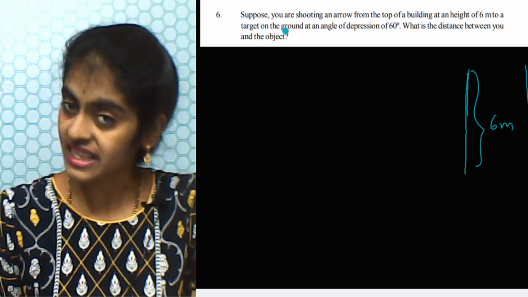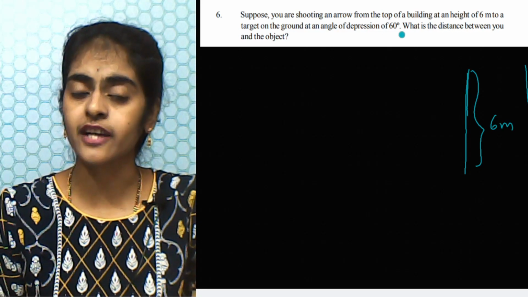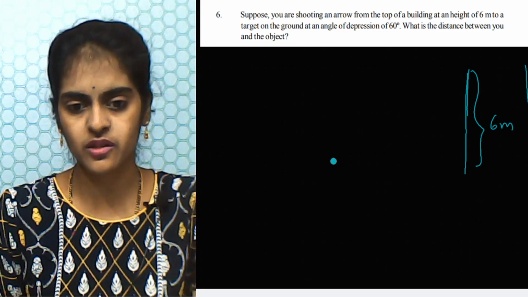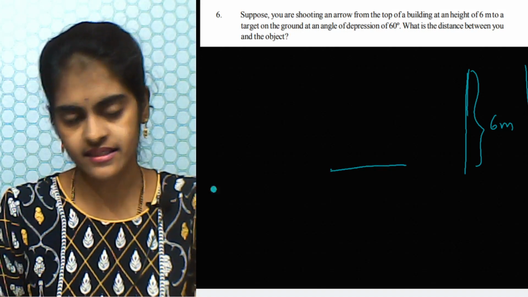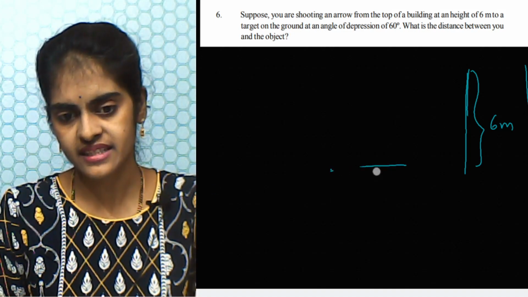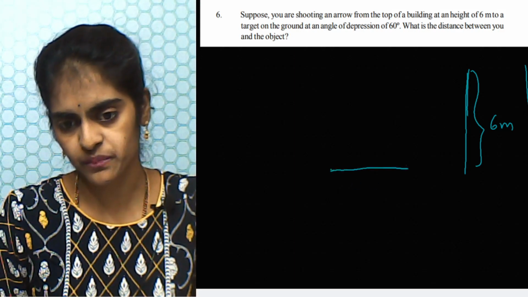So now let us move on to the next point. To a target on the ground at an angle of depression 60 degrees. Now suppose the target on the ground is somewhere here. Let us join this. This is the ground. So let us draw the ground. So the ground and the building are perpendicular to each other.